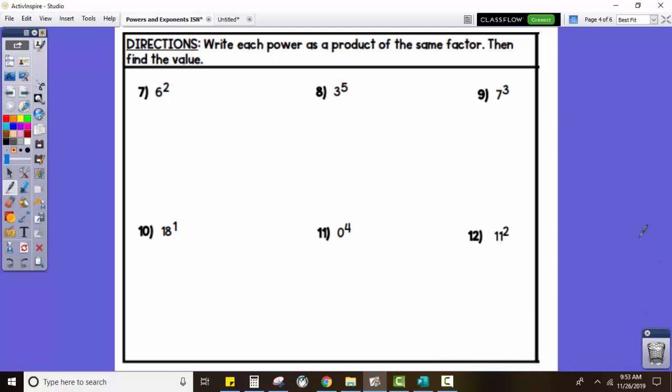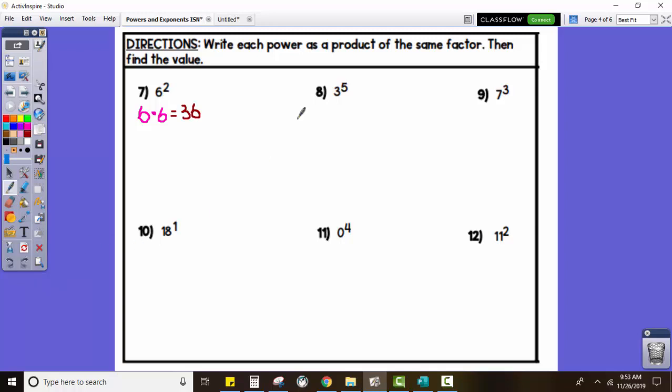Okay, next part, we're going to do the opposite of what we just did. So it says write each power as a product of the same factor, then find the value. So for number 7, 6 to the second. So I'm going to start with 6 times 6, that's twice. And I don't need to calculate for this. I know 6 times 6 equals 36.